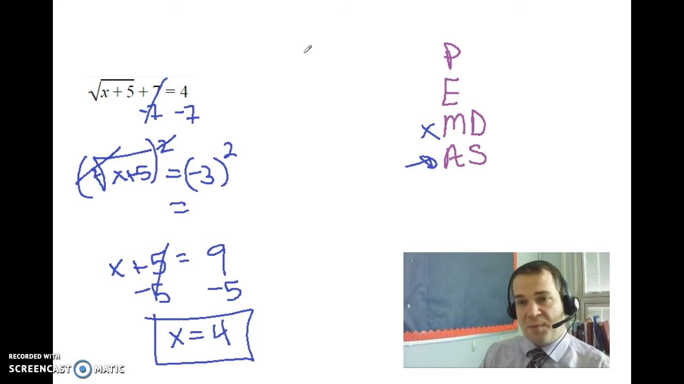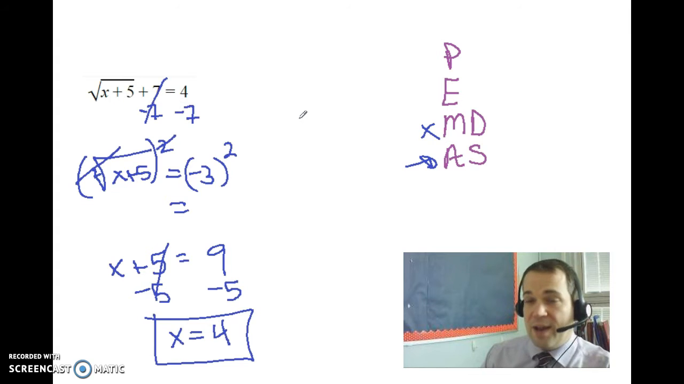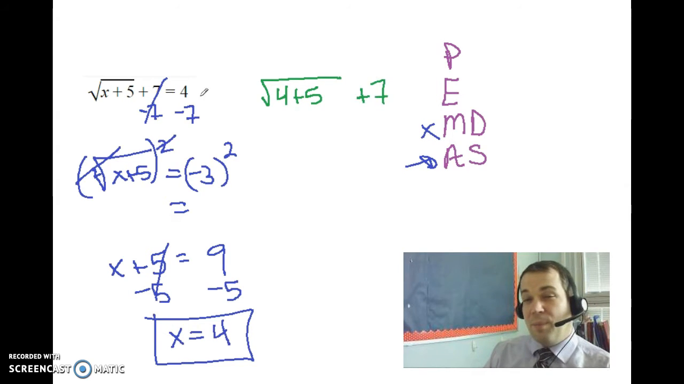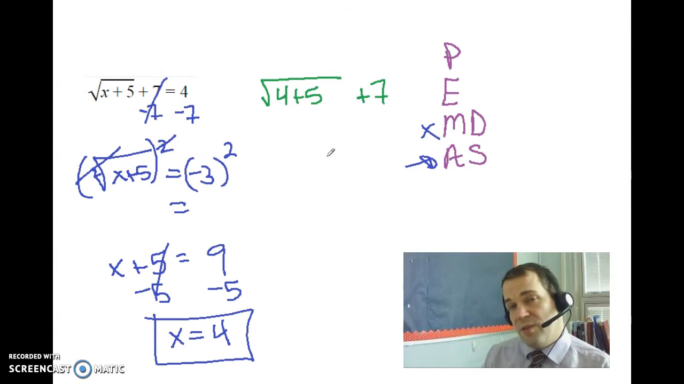But it's totally possible to do a problem with radicals, do all your math correctly, and have a number that doesn't actually make this equation true. So we have to check our work every time. Square root of, when I plug in 4 for x, 4 plus 5 plus 7, I'm looking to get an answer of 4. So if this does not equal 4 after I evaluate it, then there's no solution.